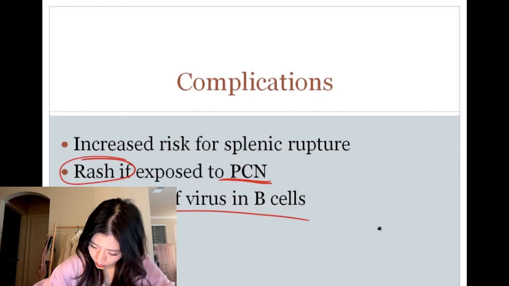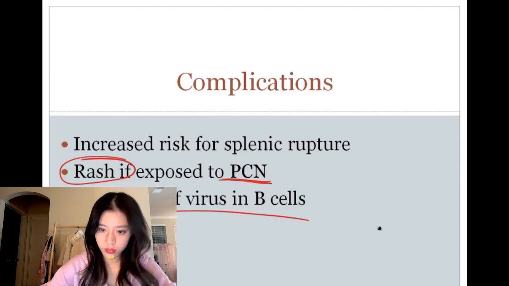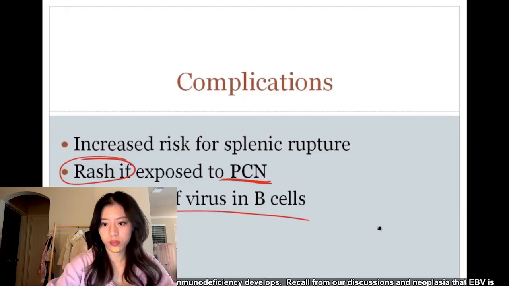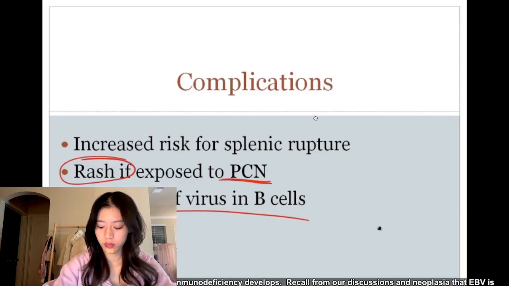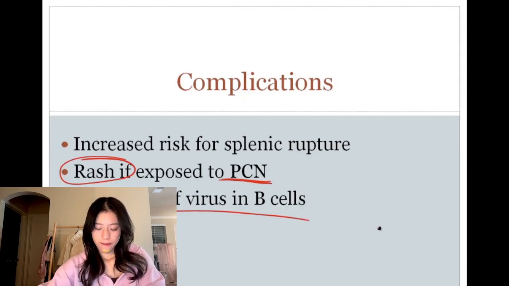And second, there is a risk in the future of development of lymphoma, especially if an immunodeficiency develops. Recall from our discussions in neoplasia that EBV is associated with an increased risk of lymphoma, and particularly in patients that are immunodeficient, for example, AIDS patients.